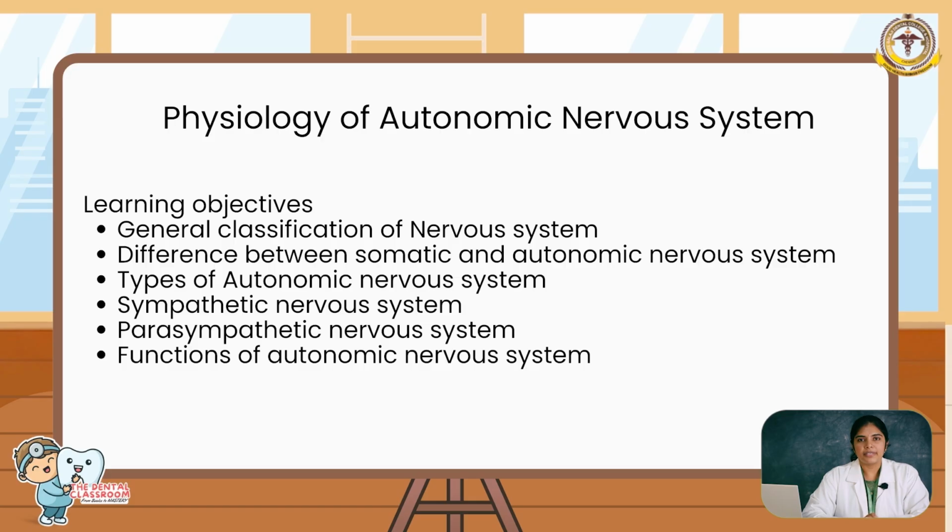In this video, we will be seeing about the physiology of the autonomic nervous system. At the end of the session, you will be able to learn the general classification of the nervous system, the difference between the somatic and autonomic, and the types of autonomic nervous system. Then we will see what the sympathetic nervous system and parasympathetic nervous system are, and their general functions.